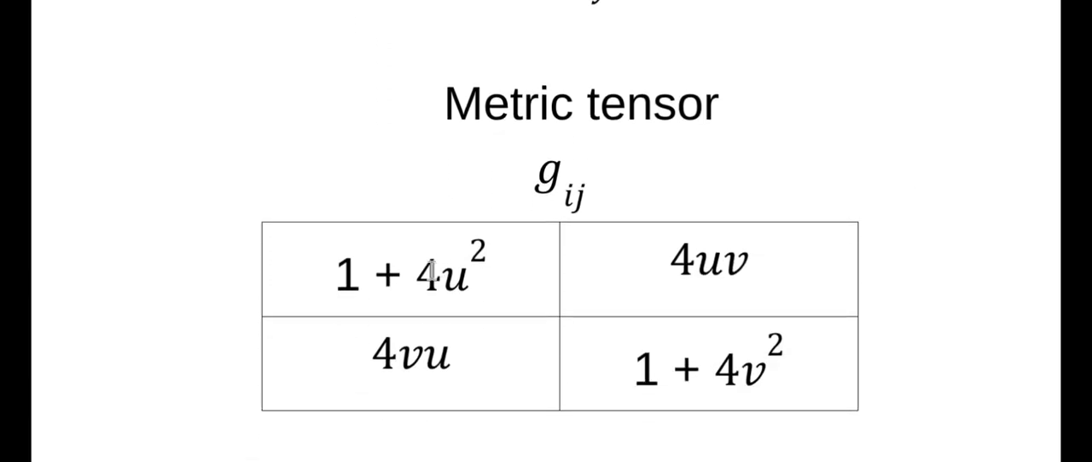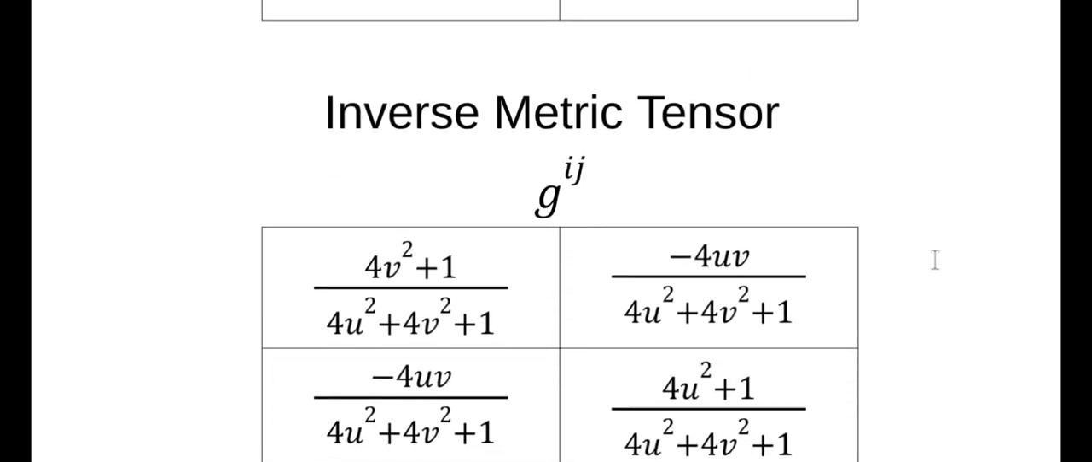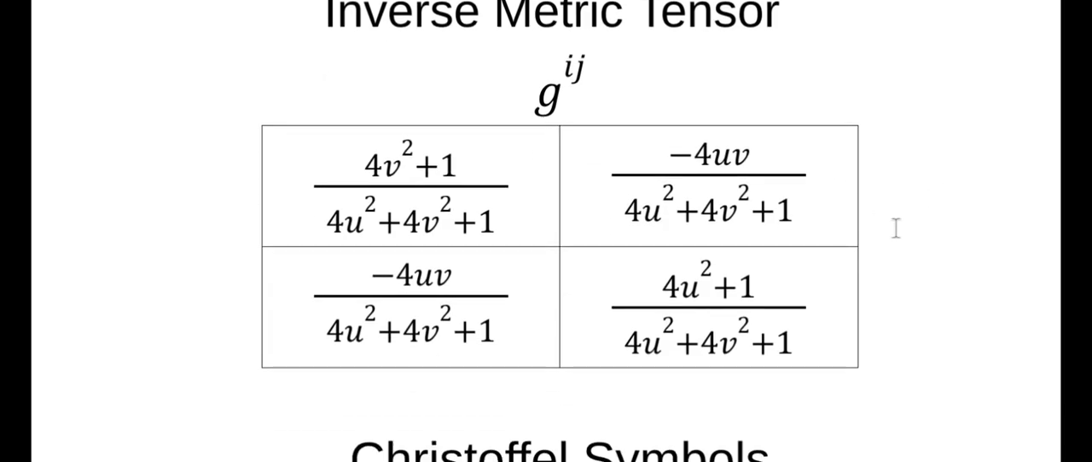Now we can define a metric tensor. This is EU·EU, EU·EV, EV·EU, and EV·EV. Then we need our inverse metric tensor to do what we want to do, and it's extremely hard to get, so I went to an online matrix inverse calculator and got the answer, because it's really hard.